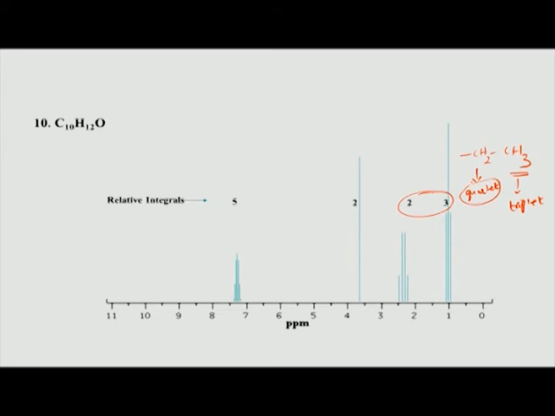So, what could it be? Then here we have a phenyl ring. So, we have a phenyl ring here, and there is a singlet which is coming because of a methylene group, because a methylene group only can have 2 peaks.